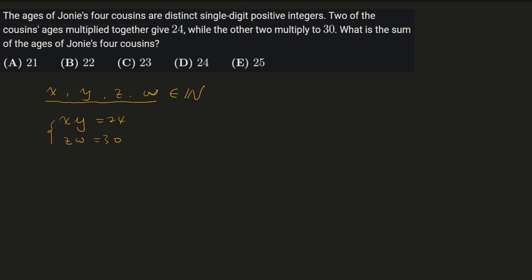And let's look at these 2 integers. The first one can be factorized in this way. It equals 8 times 3, right? So 8 is 2 cubed, and then times 3. That's 24. And 30 equals 2 times 3 times 5, right? And at the same time, we know that all these 4 variables are single-digit positive integers. So this is a very crucial indication.